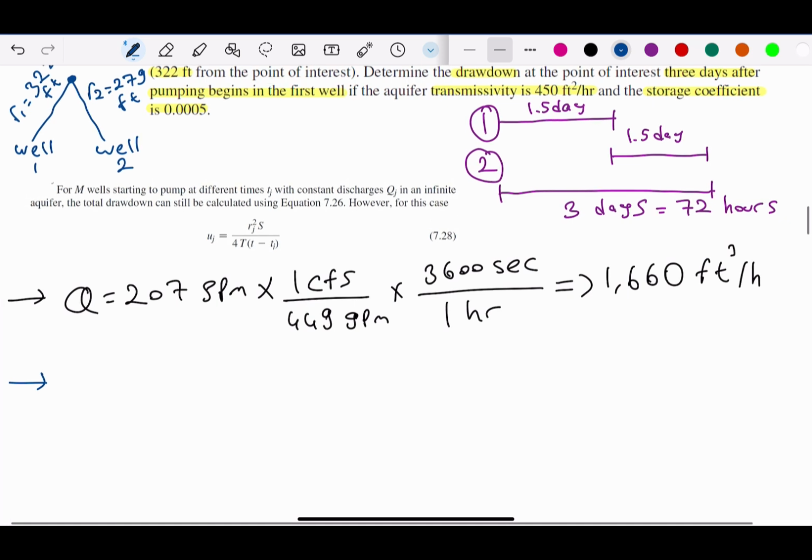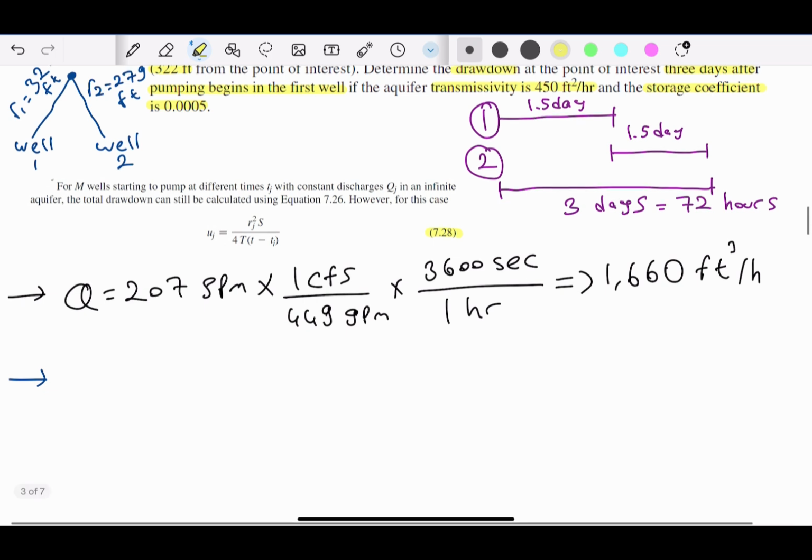Now we need to pay attention to this equation 7.28. When we have pumps starting at different times, we are going to use this equation to calculate U. And after calculating U, which is a dimensionless parameter, we can calculate the well function based on this U value. So the only difference from the previous question is that we have different times to start the pump. So let's do it for the first well.